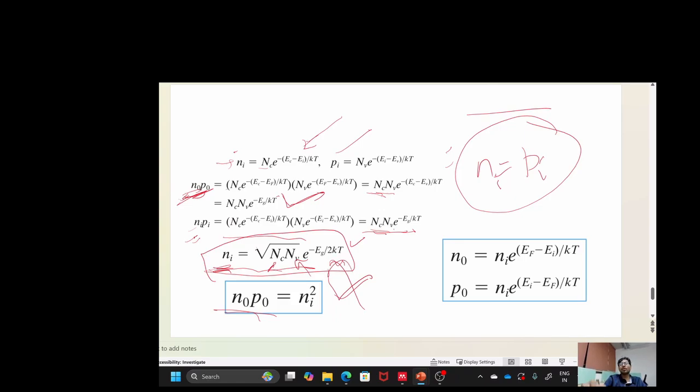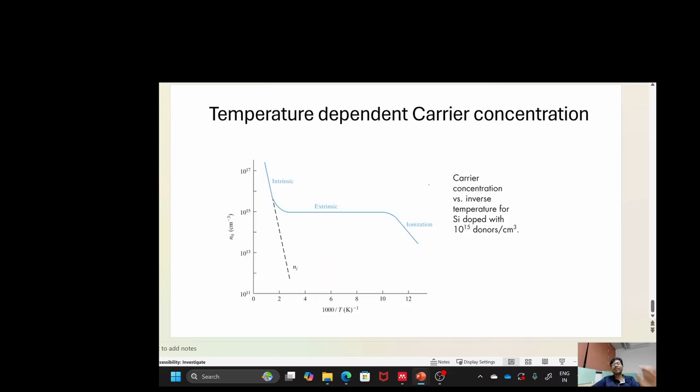If you are given this, you can also calculate the Fermi level. Where is the Fermi level if you are given any of the carrier concentrations? If you are given one carrier concentration, you can calculate a lot of things out of that. Temperature dependent carrier concentration, this we will see later, or I can just go through a bit from this one. This is the temperature axis, 1000 by T, which is the Kelvin inverse, the opposite. So this side is the lower temperature, this side is the higher temperature.